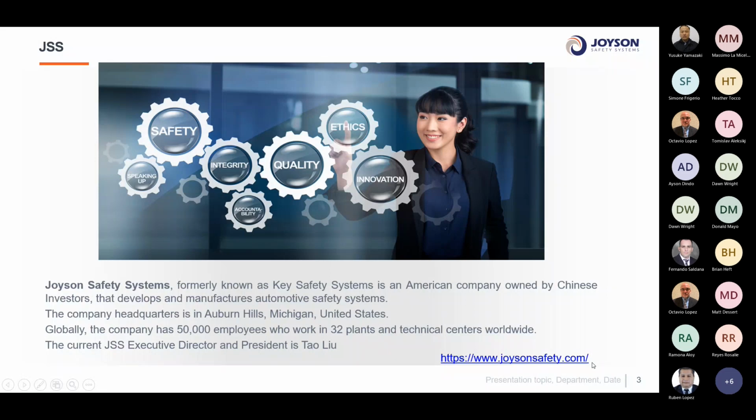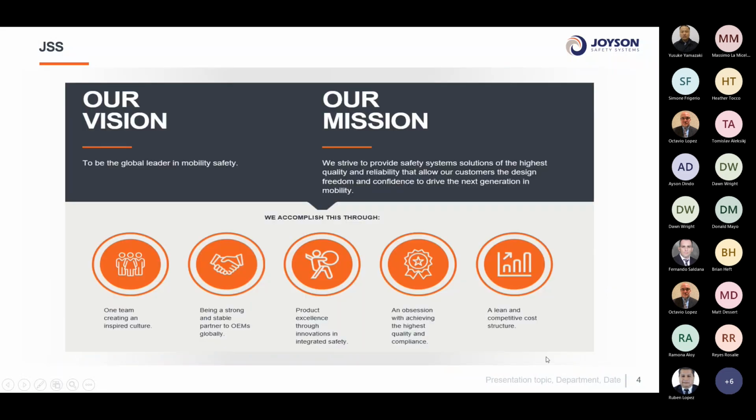You will see in the next slide our vision and mission, and you will be able to see additional company information and additional supplier information as well. Our vision is to be the global leader in mobility safety. Our mission is to strive to provide safety system solutions of the highest quality and reliability, to allow our customers the design freedom and confidence to drive the next generation in mobility. That is our mission and vision.